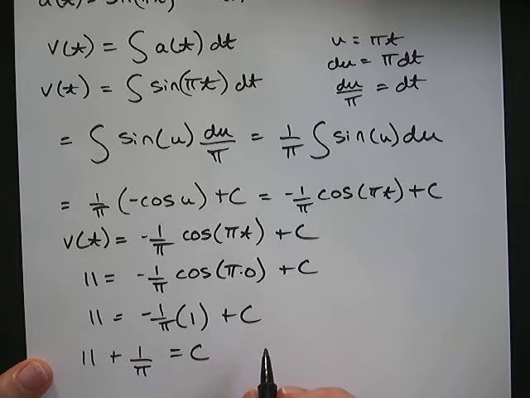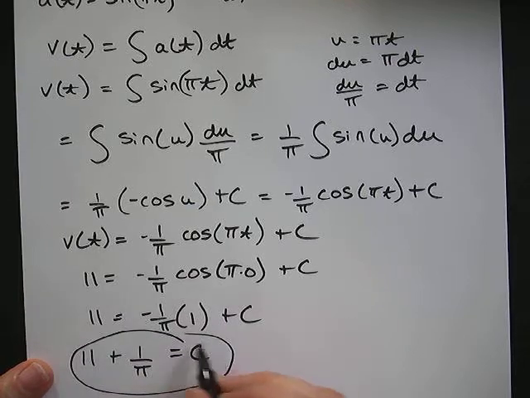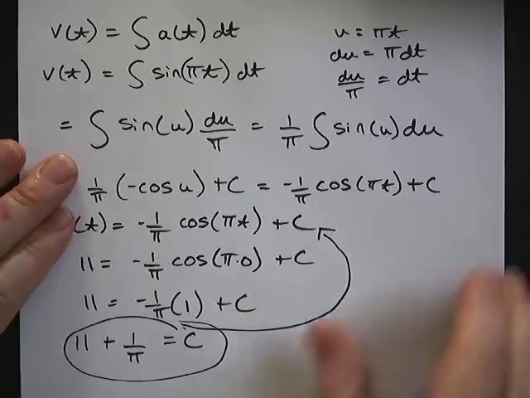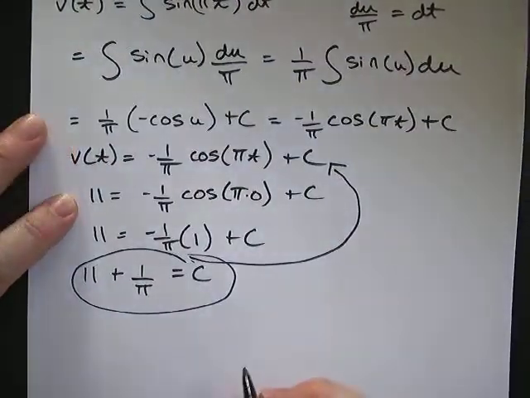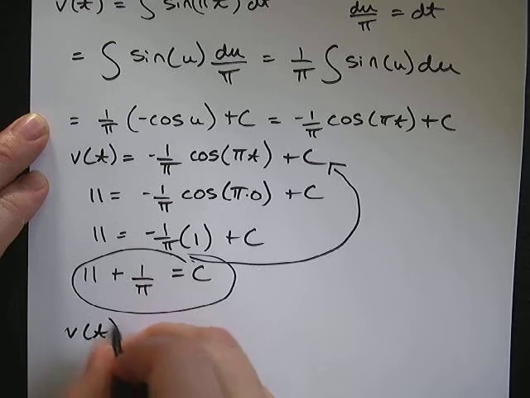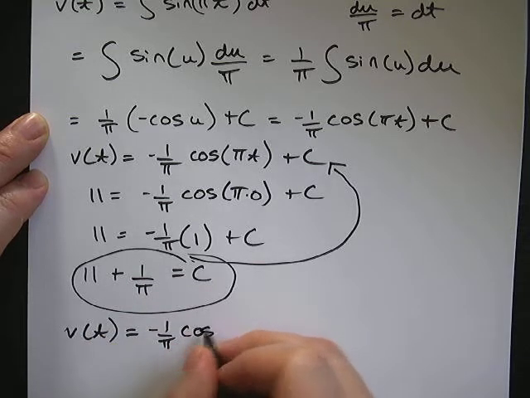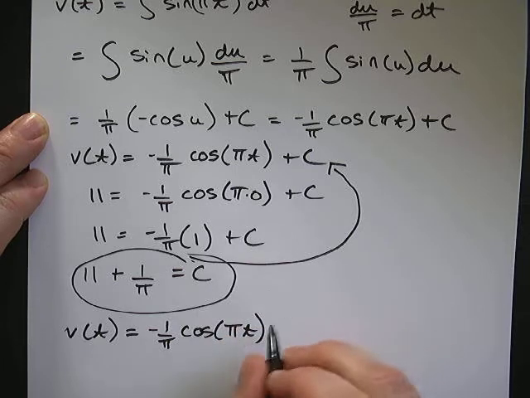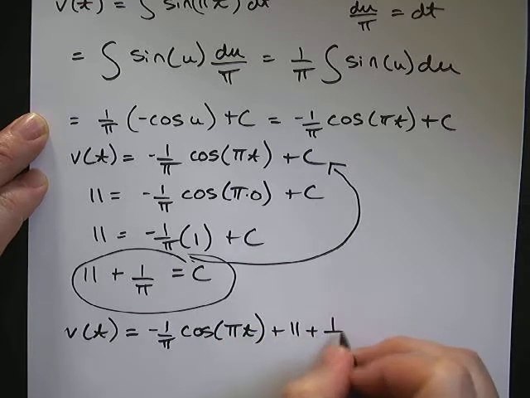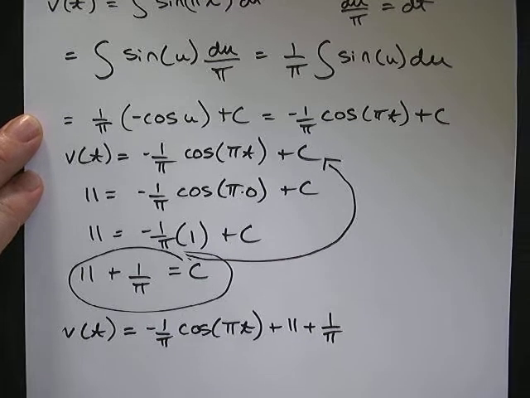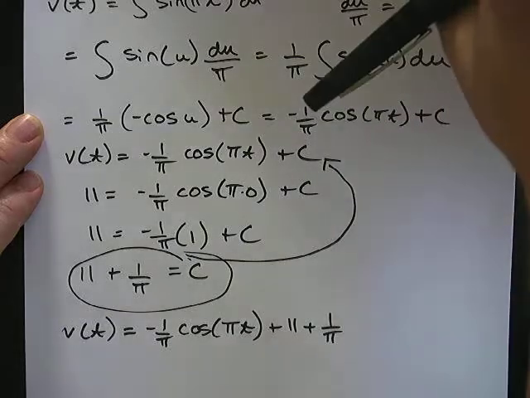That's my c, which I'm going to substitute in. So my velocity function is v of t is equal to negative 1 over pi cosine of pi t plus 11 plus 1 over pi. Okay, so that's the first part of the problem. We found the exact velocity function using the acceleration and the initial condition that we were given.